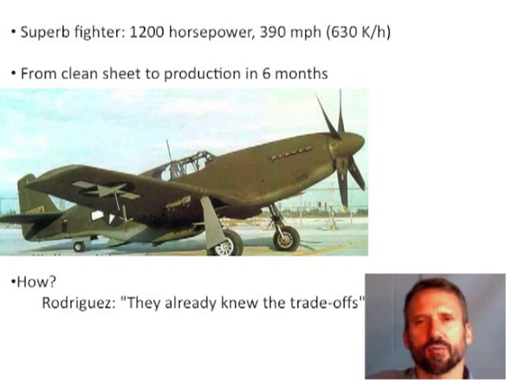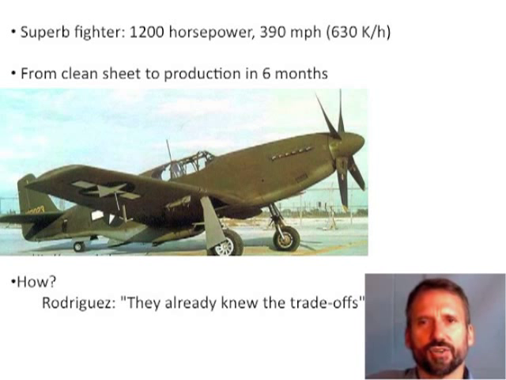The P-51 Mustang story is a remarkable story. Some would say that the P-51 Mustang is the finest piston-engine fighter aircraft ever built. It was designed and put into production in 1943 in 6 months, from a clean sheet of paper to rolling off the assembly line. The initial aircraft had about 1,200 horsepower and a speed of about 390 miles an hour.